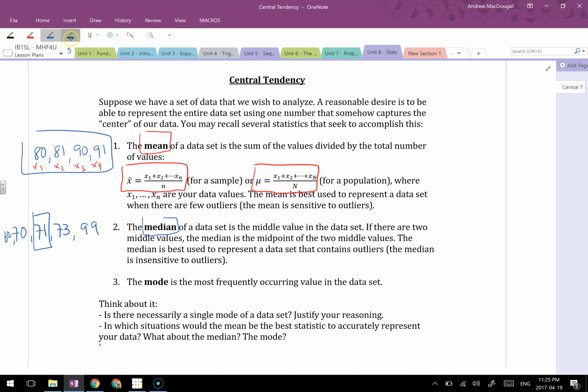The third way to represent a set of data by one number, which you may have heard of before, is the mode. And the mode is the most frequently occurring value in a data set. Suppose I had this data set, 1, 1, 2, 3, 3, the mode would be 1. If I added another 3 on, now there are 2 modes, 1 or 3. If every number is equally occurring, as in this data set, there is no mode.